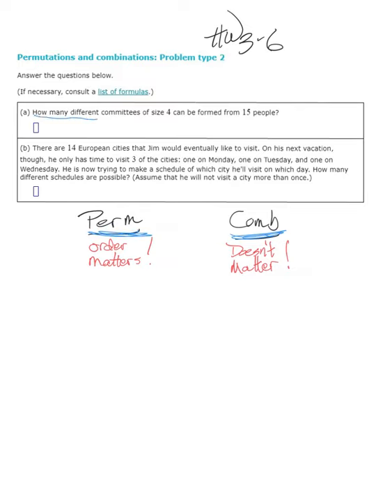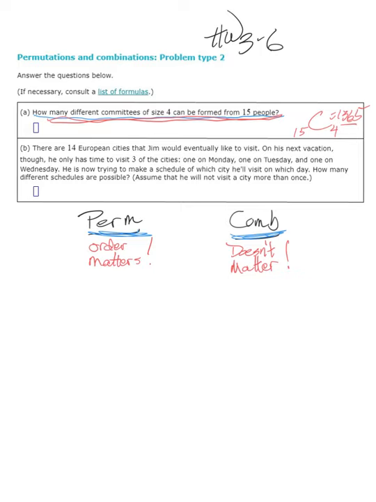So here we go. How many different committees of size 4 can be formed from 15? If we're not talking about picking a president, a vice president, that kind of thing, we just have 4 members on the committee. It doesn't matter what order you pick those 4 people in. So this would be a combination. I'd have 15, and I'm choosing 4. So I would go to my calculator, type that in, do that correctly. I'm coming out with a number of 1,365 different ways that could happen.